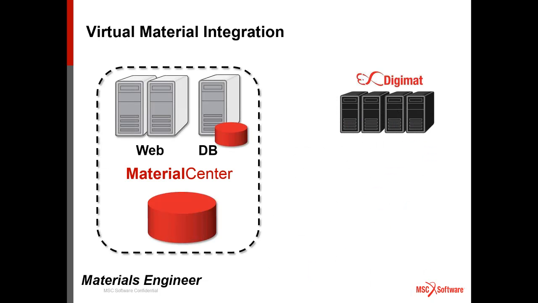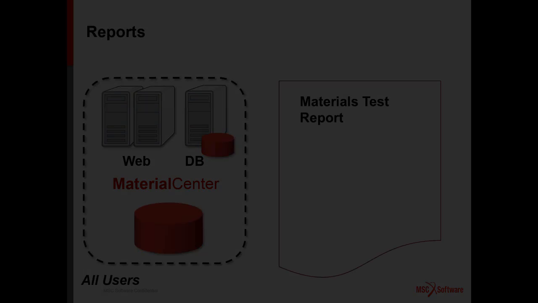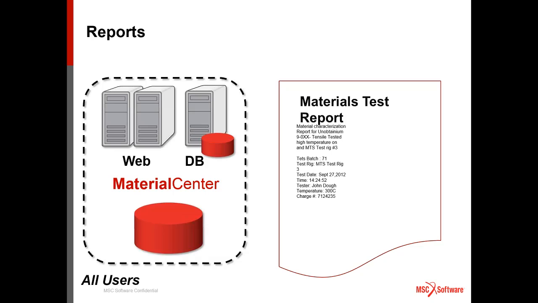As mentioned earlier, MaterialCenter will be integrated with Digimat, which is a multi-scale, multi-phase material modeling platform. So from MaterialCenter, you can define virtual test conditions and then send these test conditions and material data to Digimat. And then Digimat will generate virtual material allowables, which will be sent back into MaterialCenter. Then MaterialCenter's reporting tools will collect all these results and help engineers select the material that best suits their application.